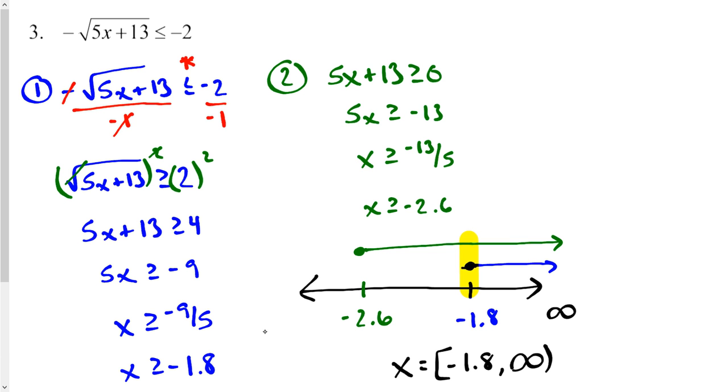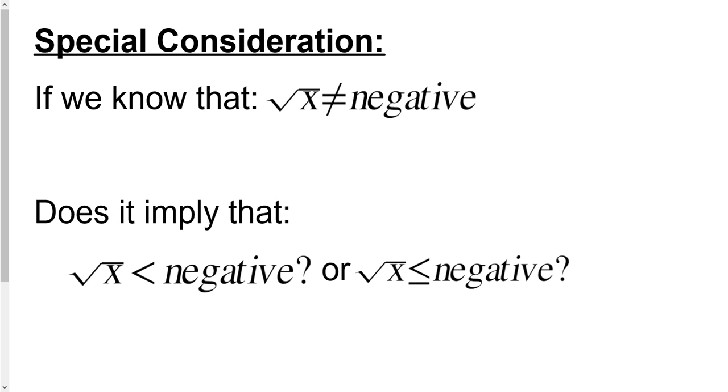Okay, so the only other things that we need to discuss very briefly are some special considerations. A couple of things that we know from previous lessons that we have gone over with radicals. So we know that if it's going to be real, the square root of something cannot equal a negative. Okay, that's just not feasible within the real number plane, right? So if the square root of something can't be equal to a negative, does that imply that the square root can't be less than a negative number? Or that the square root of something can't be less than or equal to a negative number?